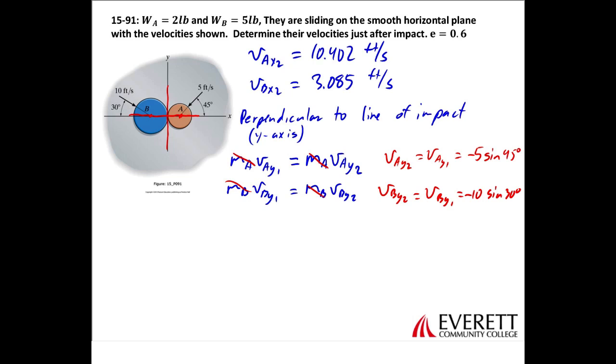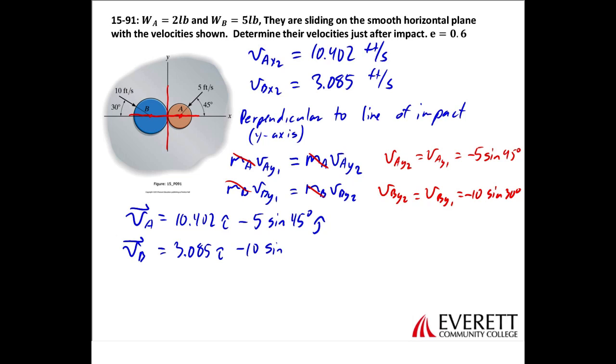Okay, so we can go ahead and write out our velocity in vector form. So we have the velocity of A as a vector is going to be equal to 10.402 i, and then we have the j direction is going to be -5 times the sine of 45 degrees in the j direction. Our velocity of B is going to be 3.085 i minus 10 times the sine of 30 degrees in the j direction.